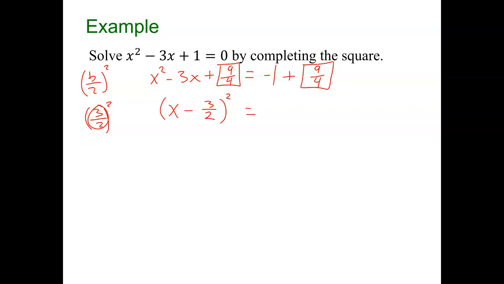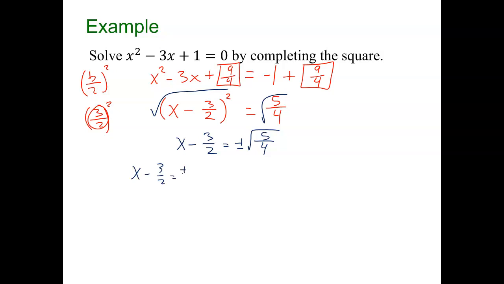What's the right side equal? 5 over 4. Not yet. Square root. Once we square root, then we get the negative and the positive. Okay, can I square root 5? Okay.